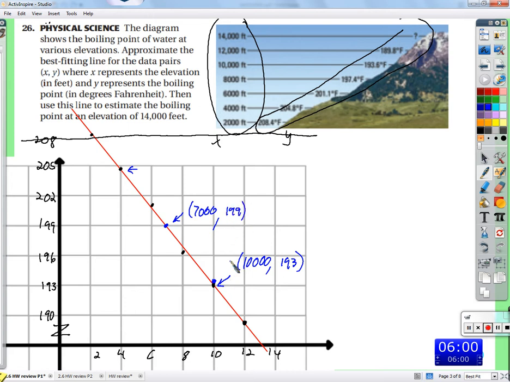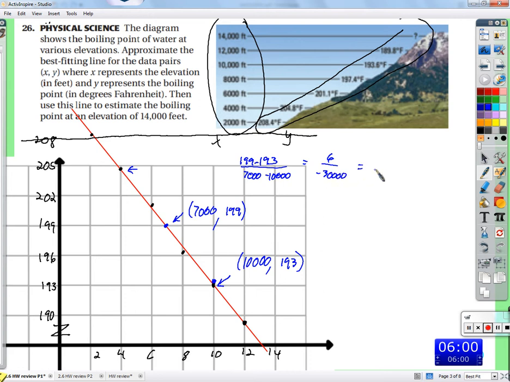7,199. Okay, 2 points. Now that we have those 2 points, I'm guessing at those 2 points being on the line, what are we going to use? What are we going to do to write this equation? Points mark. 199 minus 193 over 7,000 minus 10,000. So we get 6 over negative 3,000.